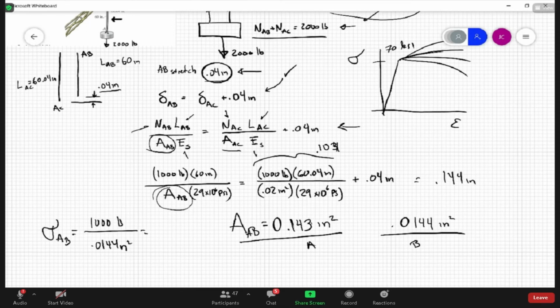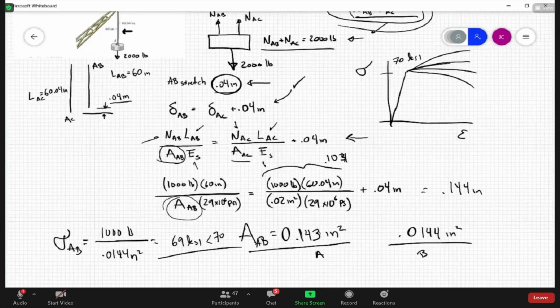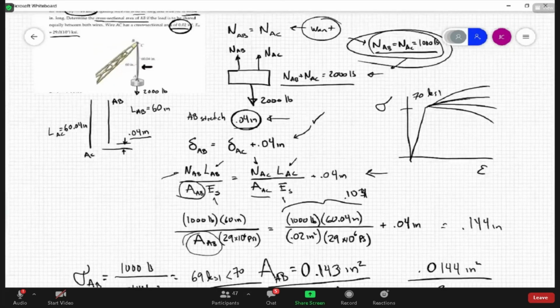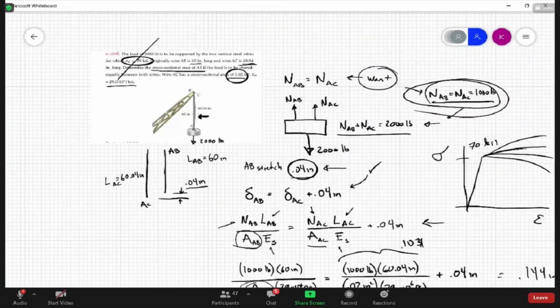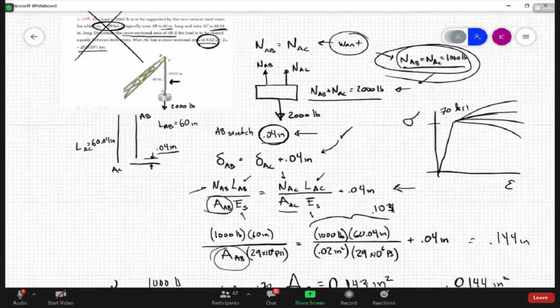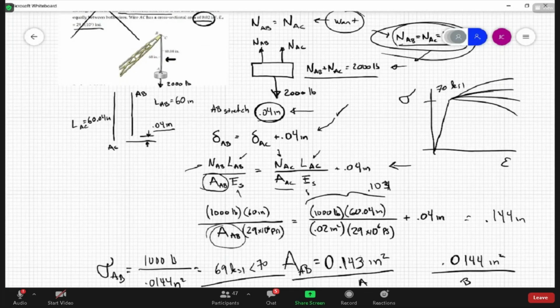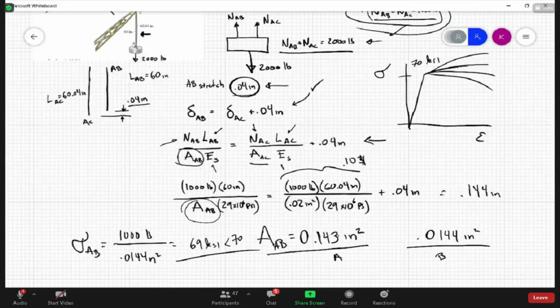This gives me, oh yeah, it just comes under. This gives me 69 KSI, which is less than 70. All right. And then obviously the other one is going to have an even lower stress, same load, bigger cross-sectional area, right? So in this particular case, that number doesn't mean anything, because we're less than that. It's actually one of the few times where they gave you an extraneous piece of information, okay?